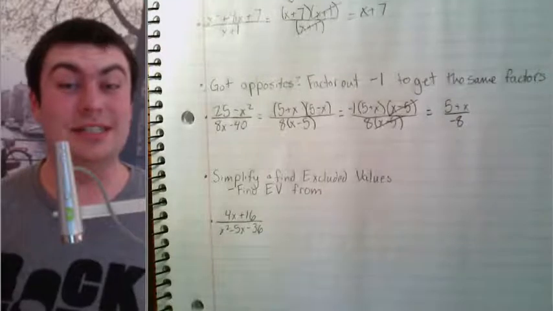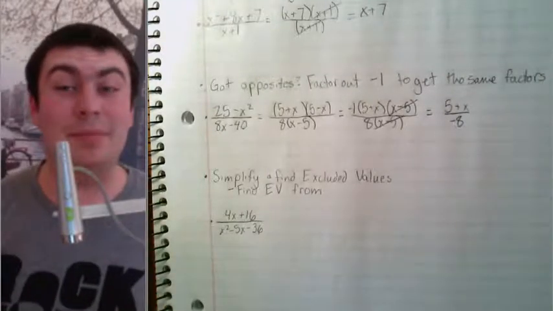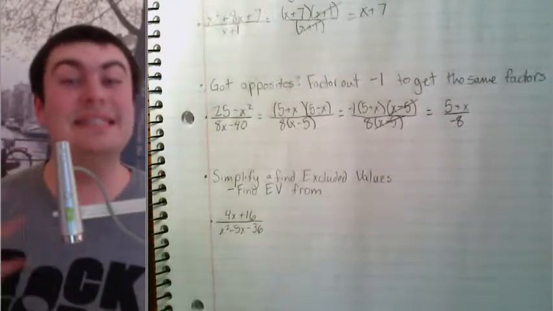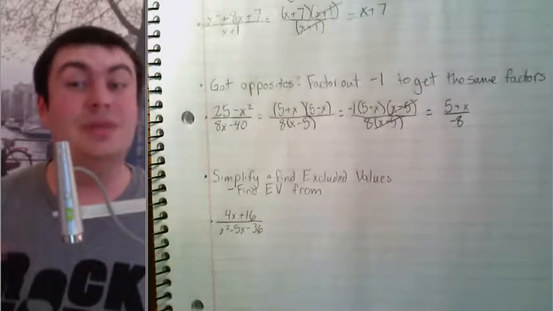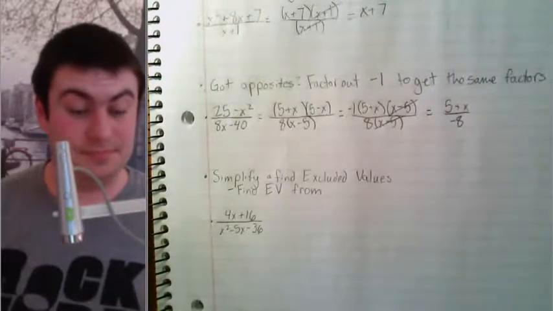simplified rational expression. So if we have the opposites, we factor out a -1 to get the same factor, and then we just have to make sure that we're careful with what we do with that -1 when we're done.